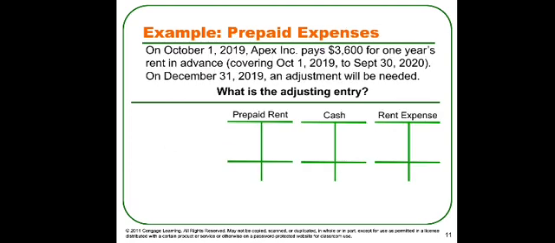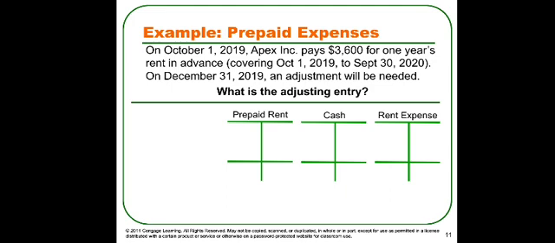Okay, the third type of adjusting entry is adjusting entry for prepaid expenses. Prepaid expenses means you pay expenses in advance. You pay something for the future expense. Okay, let's see the example here.